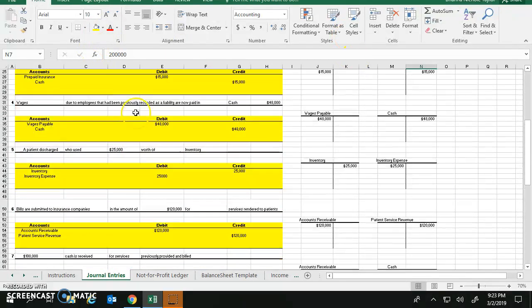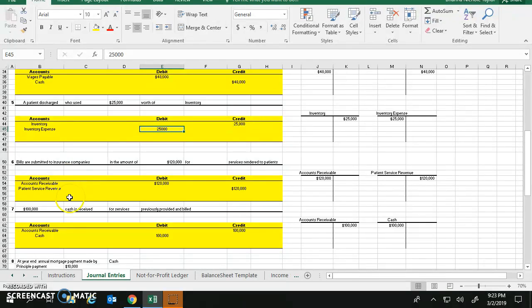Just running through another one, we have number 5, a patient discharged who used $25,000 worth of inventory. So we know inventory is an asset, and we know expense is also an asset, but in this particular case, our inventory is decreasing. Our asset is decreasing, so the $25,000 is on the credit side because we know we're losing that. And the inventory expense, our debit would go up.